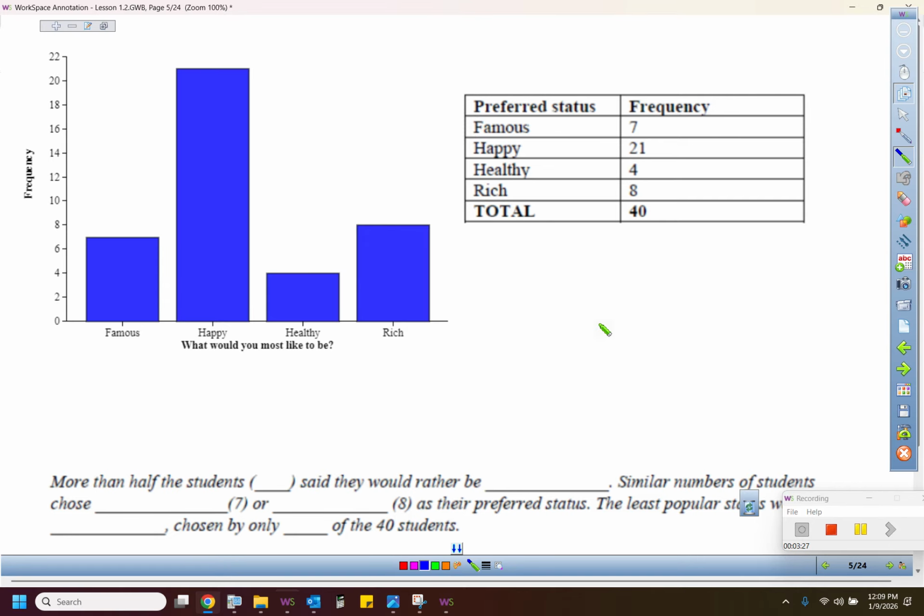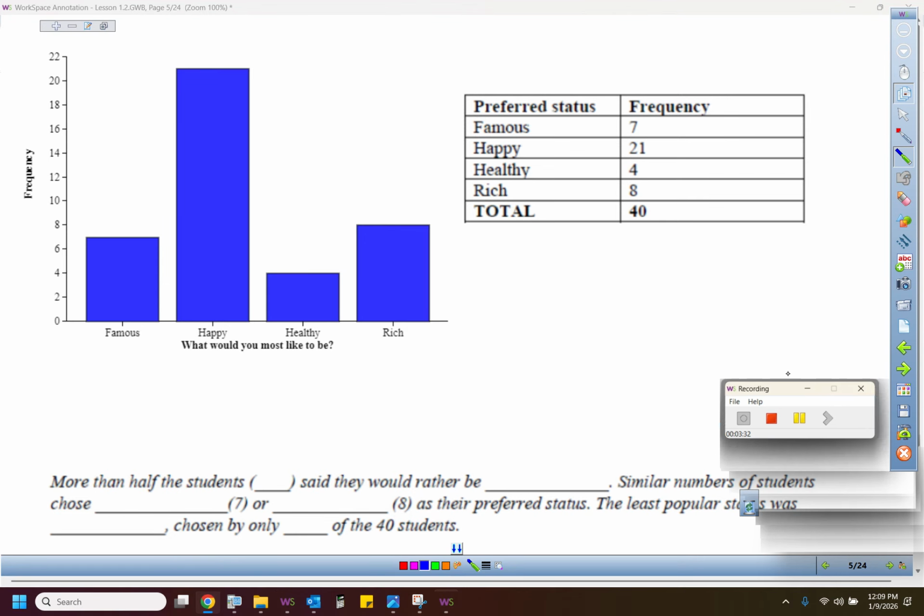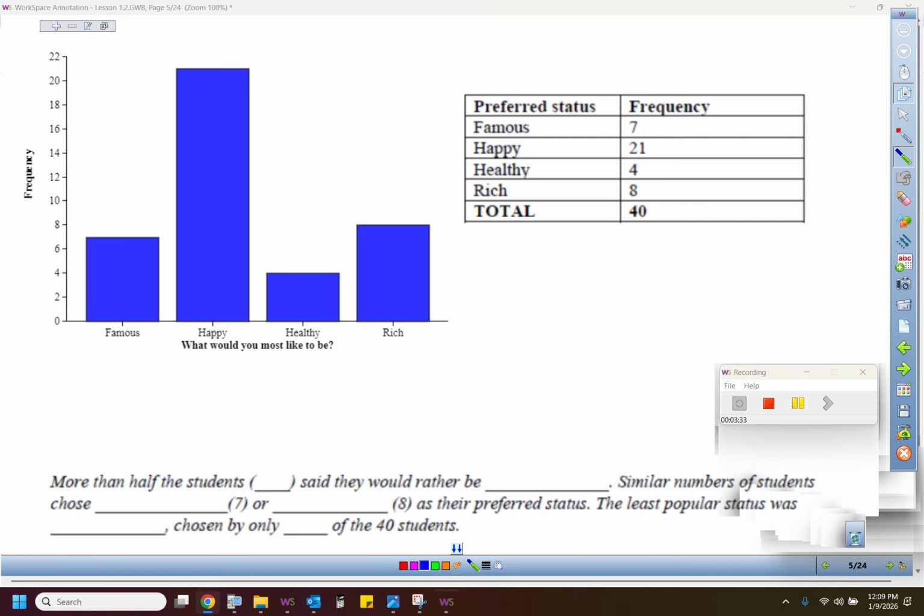Let's see if we can fill out this sentence that they have most of it filled out for us, and we just have to fill in the blanks. It says more than half the students said they would rather be blank. So if we look at the chart right here, which category had more than half? They said they'd rather be happy, right? So that goes right here. They said they'd rather be happy. And they just wanted to know the frequency of it.